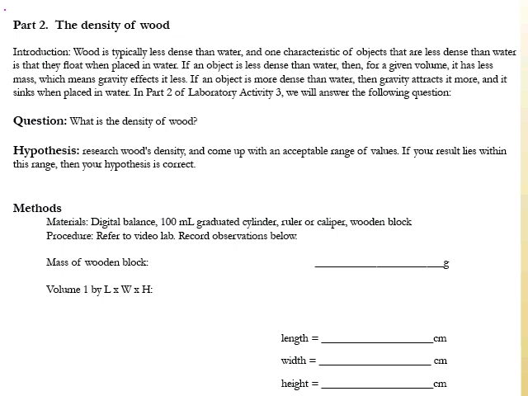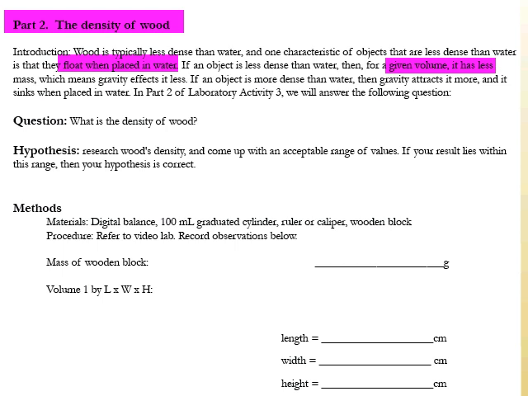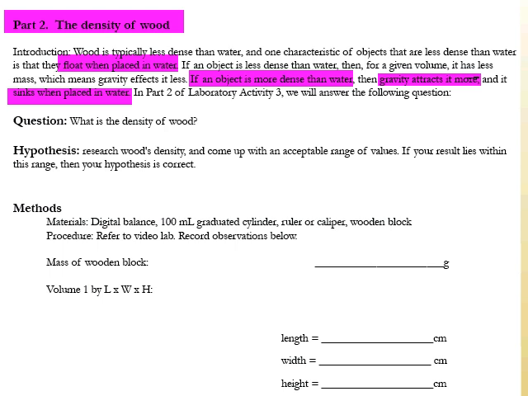Okay, well, let's go on to part 2 now on the density of wood. And something you're probably familiar with regarding wood is that it floats when it's placed in water. And so thinking about what we just talked about, dealing with gravity, if an object is less dense than water, that's why it floats in water. And the reason for that is because for a given volume, it has less mass, which means gravity affects it less. If an object is more dense than water, then for a given volume, gravity attracts it more when compared to the same volume of water, and it sinks when it's placed in water.